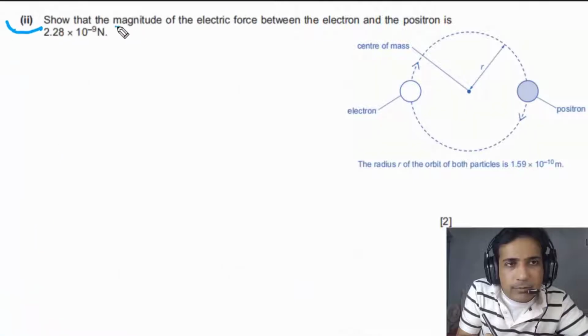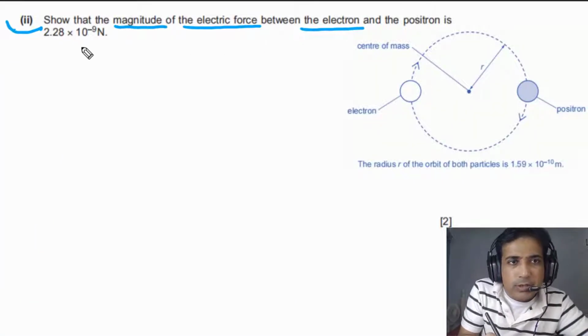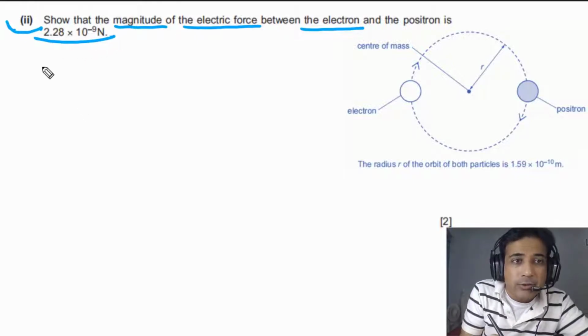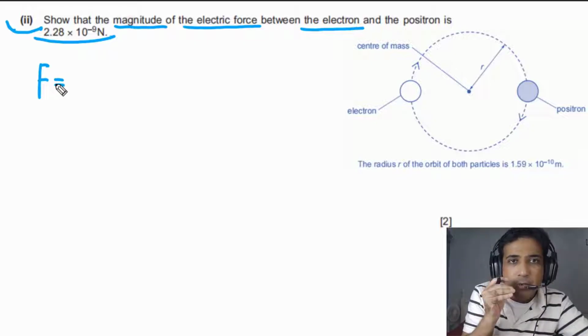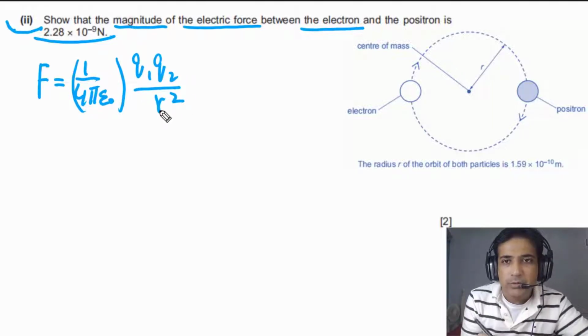For the second part, we need to show that the magnitude of electric force between electron and positron is equal to this. So we need to calculate the magnitude of force. In order to calculate the magnitude of force, we need to use the Coulomb's law equation. Means F is equal to 1 over 4 pi epsilon naught times Q1 Q2 divided by r squared. So we need to calculate force.